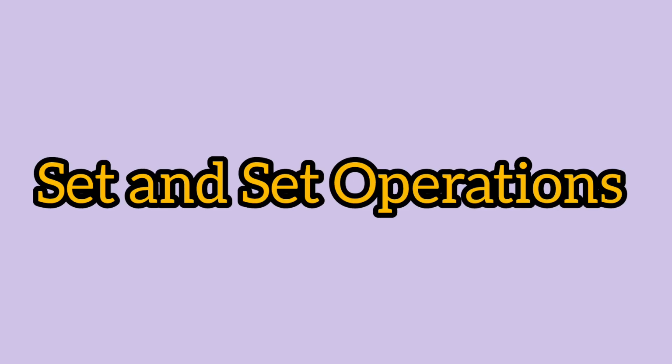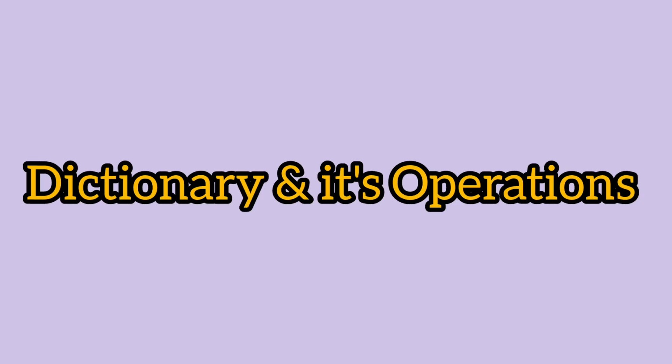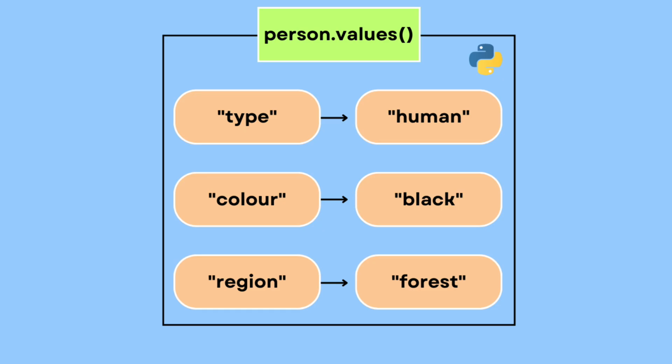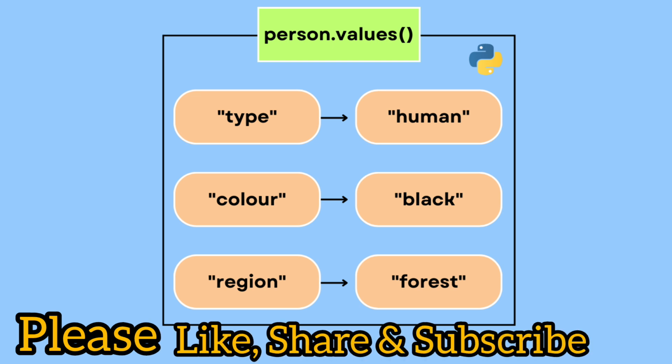In the previous lecture, we discussed set and its related operations. Today we will see dictionary and its methods. So let's get started. Dictionaries are used to store data values in key value pairs. It is written with curly braces.